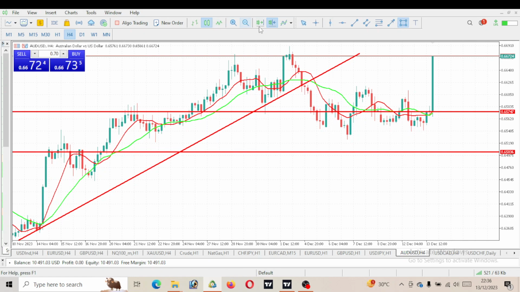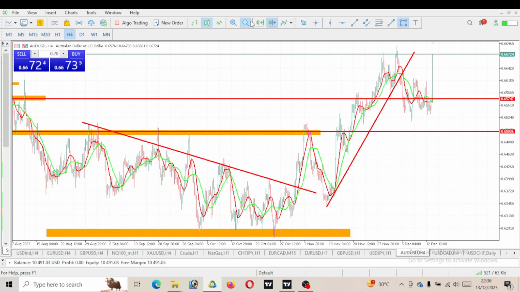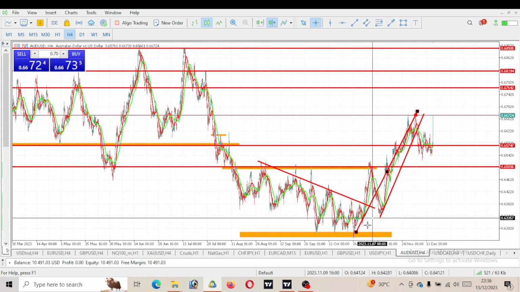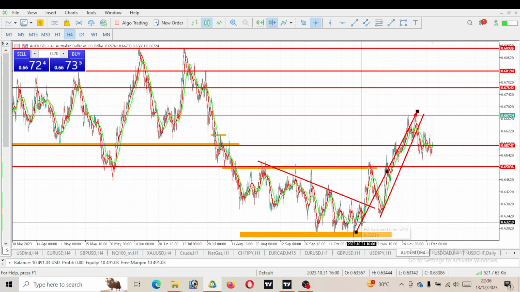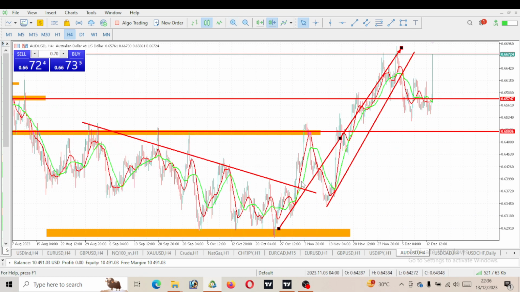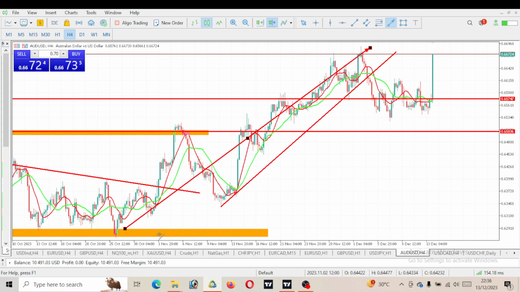Now, let's take a look at AUD/USD. As you can see here, we are literally on an uptrend move. AUD/USD has been giving us this bullish move starting from around October ending period. You can see it. Then we had this pullback here.